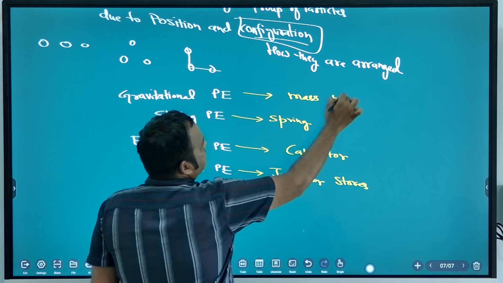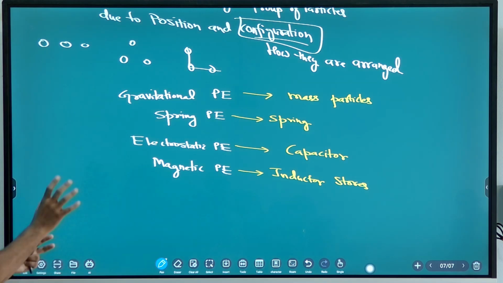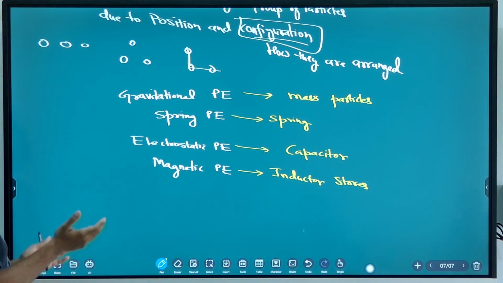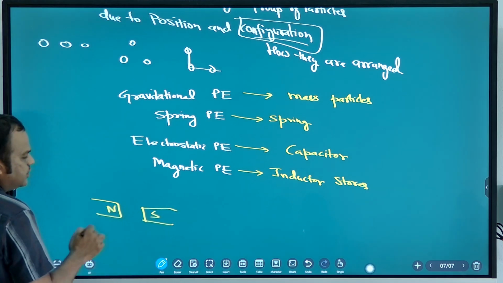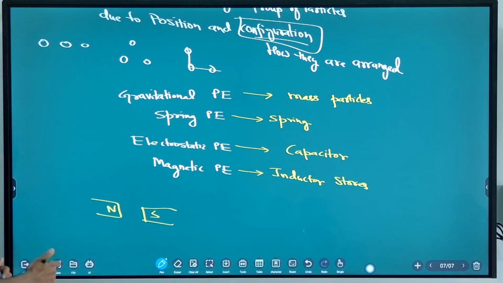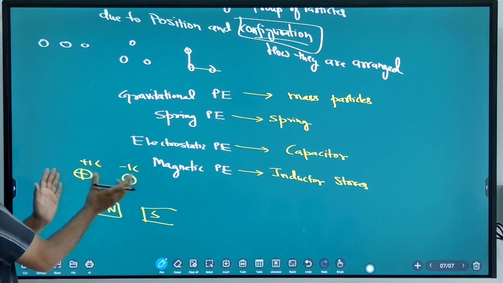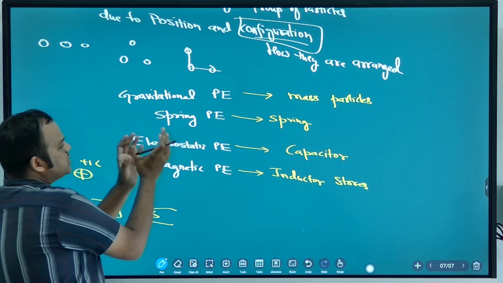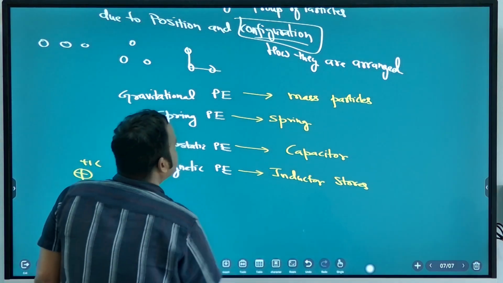Mass particles like planets, Earth, Moon. What energy do they have? Gravitational potential energy. Sun, Earth. What energy? Gravitational potential energy. North pole and south pole of a magnet: magnetic potential energy. Charges plus 1 coulomb and minus 1 coulomb. What energy do they have? Electrostatic potential energy. Energy possessed by charges is electrostatic.